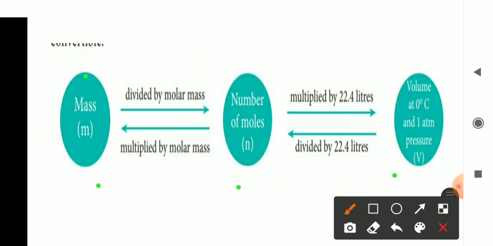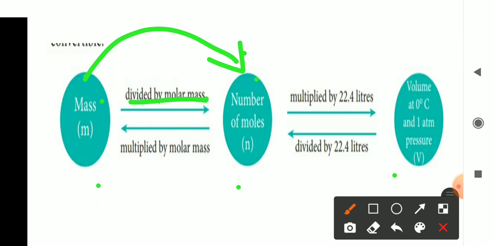Look here, how mass can be converted into number of moles. How is it possible? We know one formula. Number of moles is equal to mass divided by molar mass or molecular mass. So that is given here. When mass is divided by molar mass, we will get number of moles.